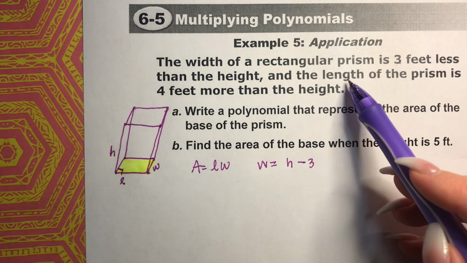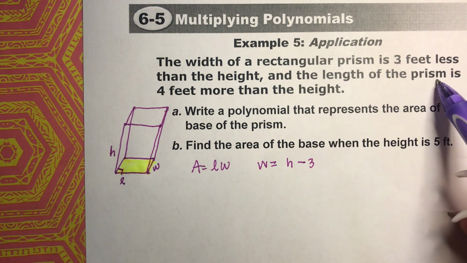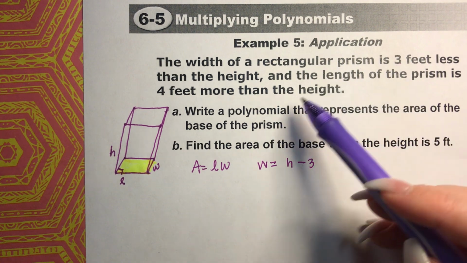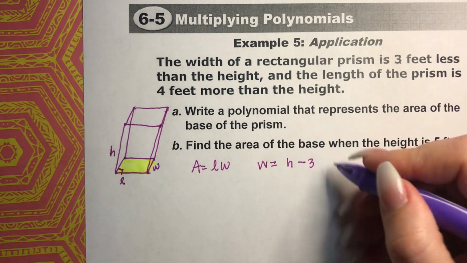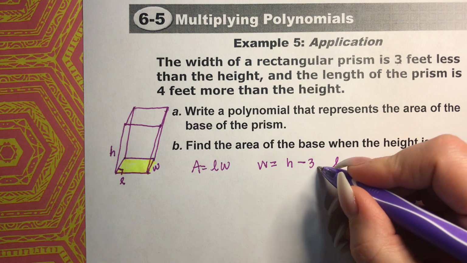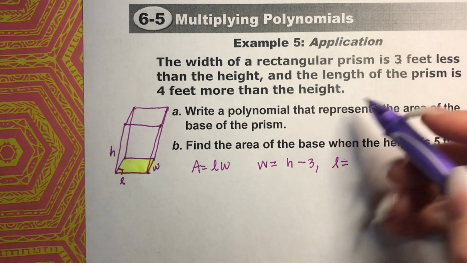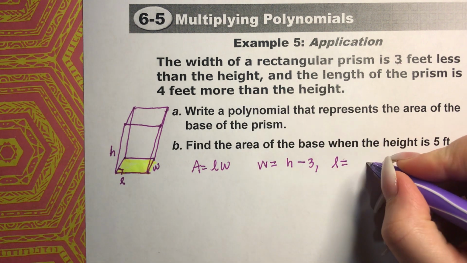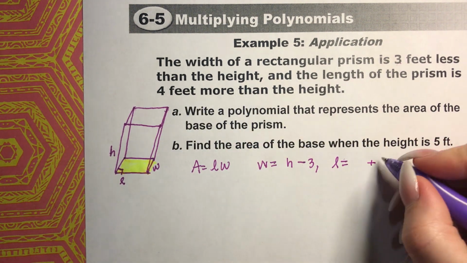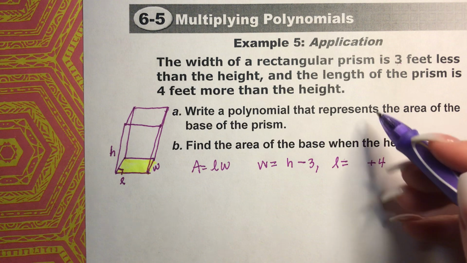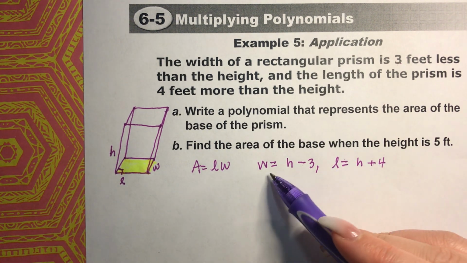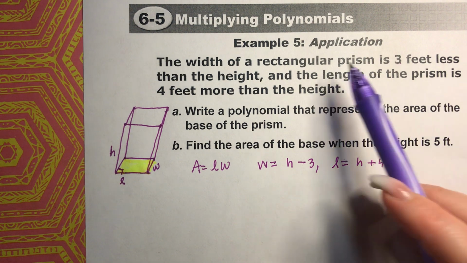Okay, then it says the length of the prism is 4 feet more than the height. So we have the length of the prism, which is here, that is L, equals 4 feet more than. So this is going to be plus and flip, right? So the 4 is going to flip to the back, and the height is going to flip to in front of the plus sign, which would be right here. Okay, so this is our width, and this is our length.